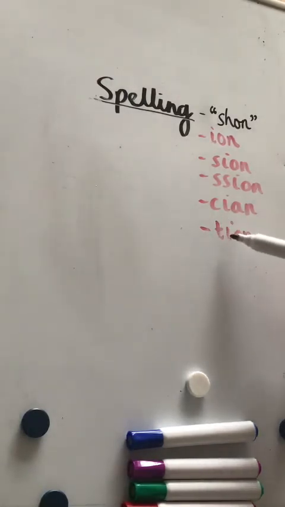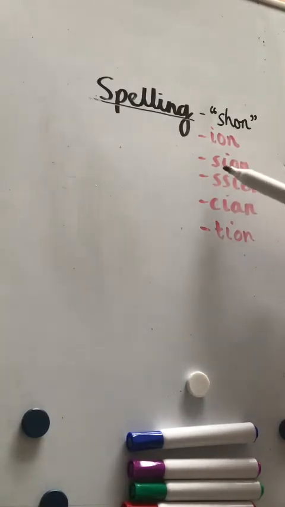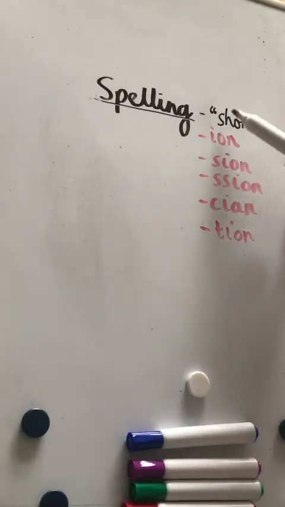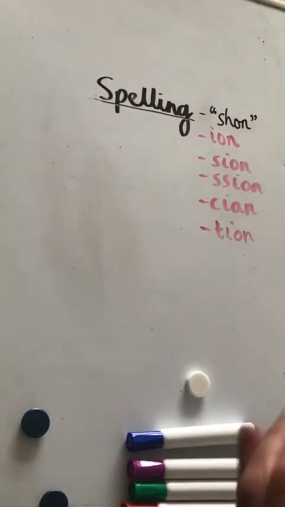That can be spelt T-I-O-N, just like invention, C-I-A-N, just like musician, S-S-I-O-N, like discussion, S-I-O-N, like explosion. And sometimes you only need to add the I-O-N on because the beginning of the sh sound is already on the word. And that's what we are going to look at today.